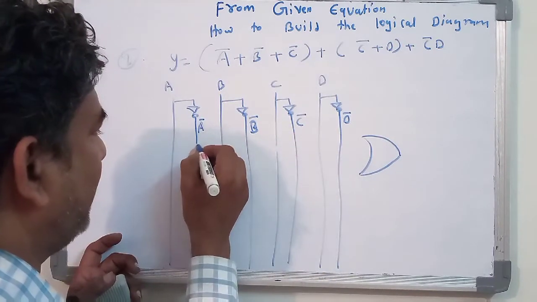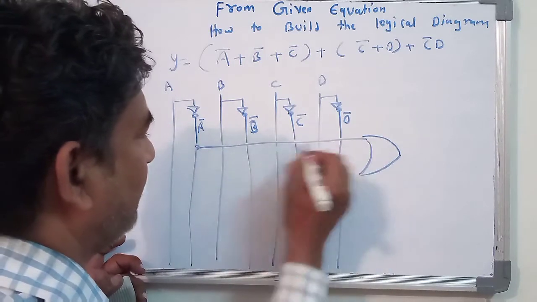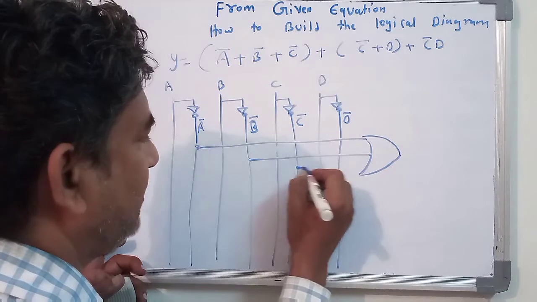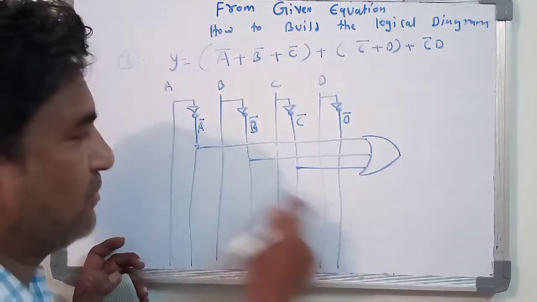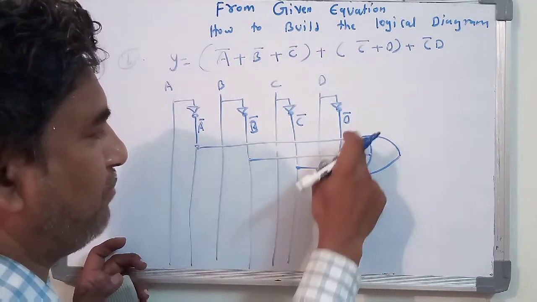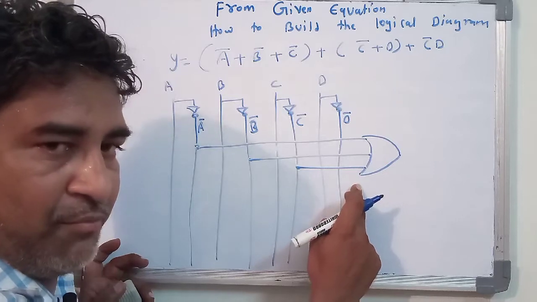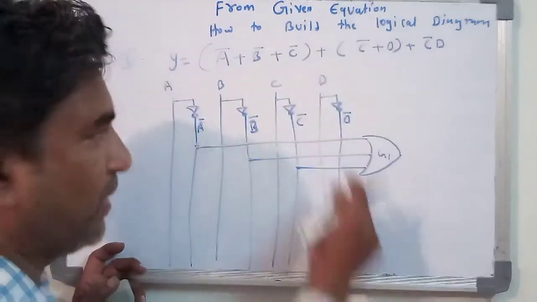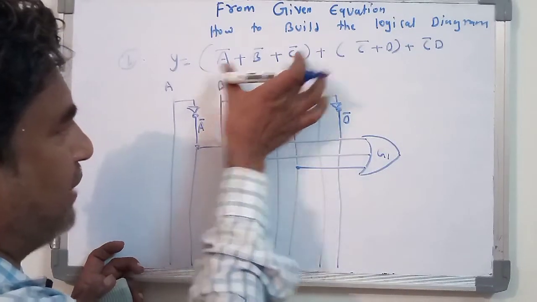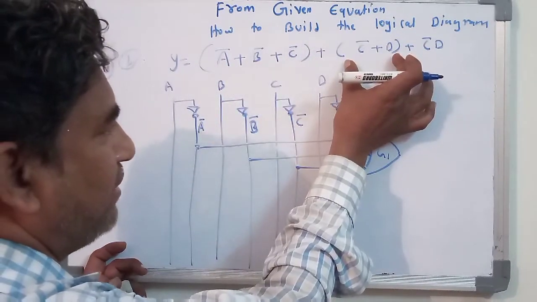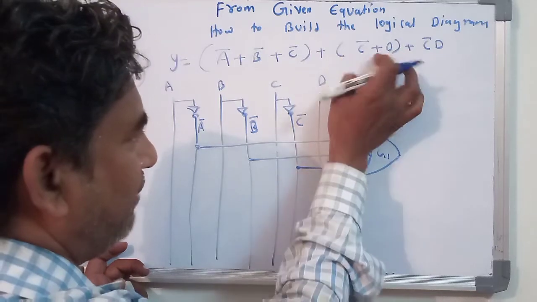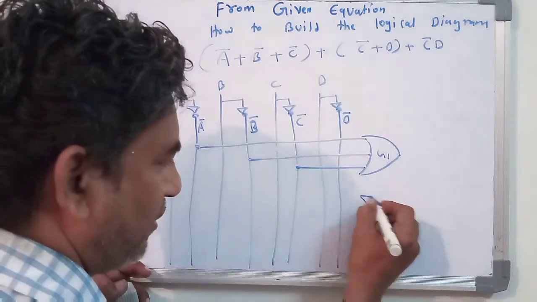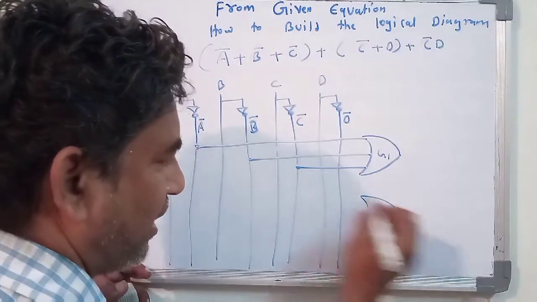Just connect to that A bar line, here it is the B bar line and here it is the C bar line. So A bar, B bar and C bar inputs are connected to the input of the OR gate. We may write here G1 gate. This is for the G1 gate. Next we will see about the C bar and the D. Again it has the plus symbol, so the OR gate which is used for addition, again you draw the OR gate like this.